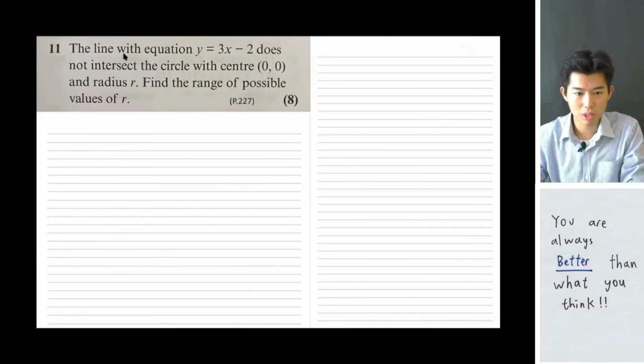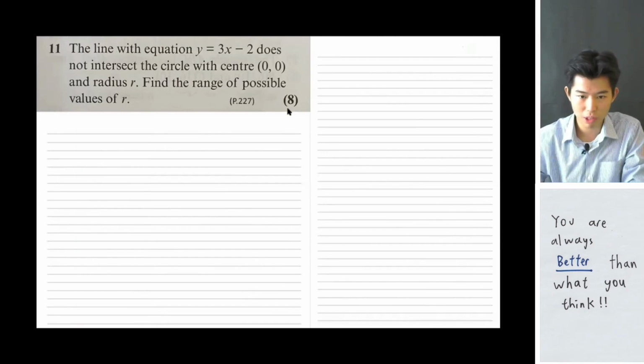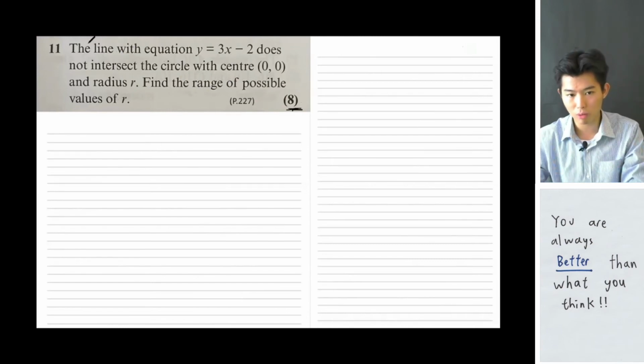Okay, to the next question. Wow, this one is a big question. They want us to find the range of the possible values of r. Basically the question is about the line with the equation y equals 3x minus 2 that does not intersect the circle with the center (0, 0) and the radius of r.